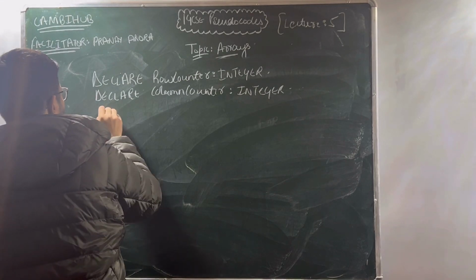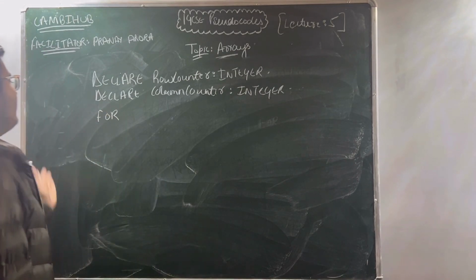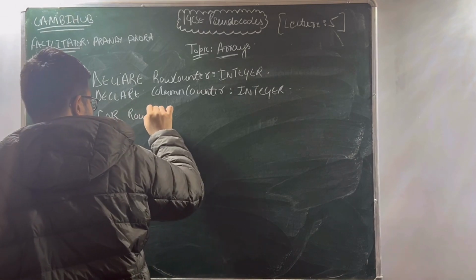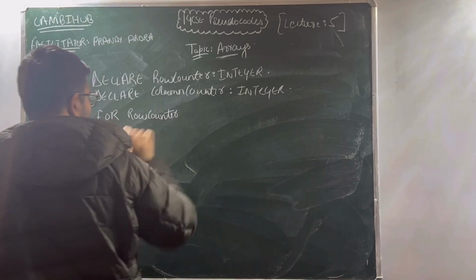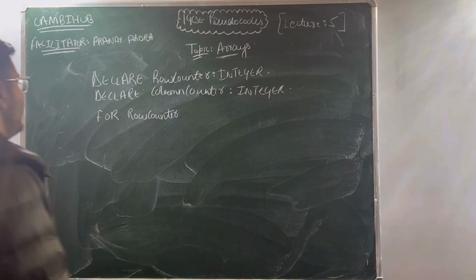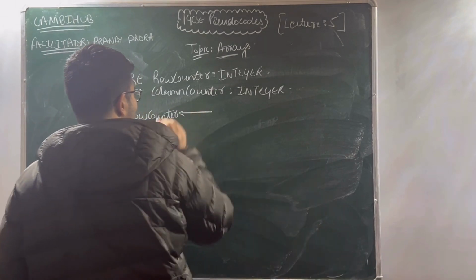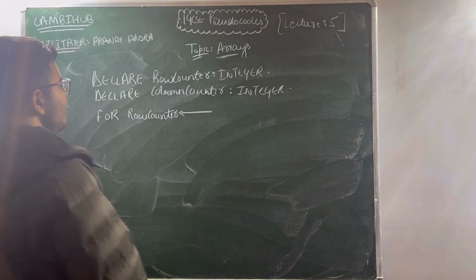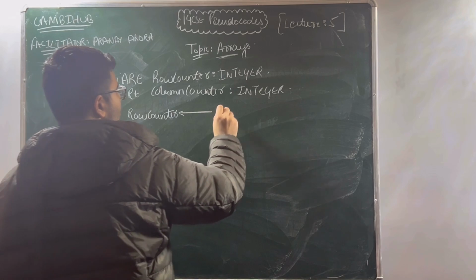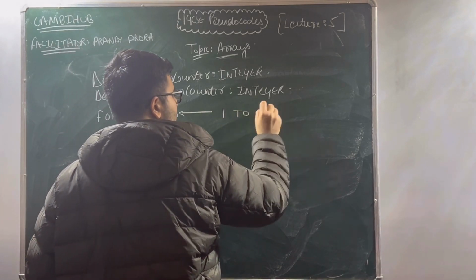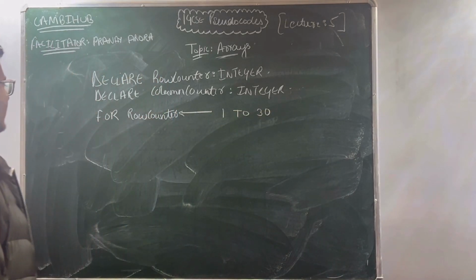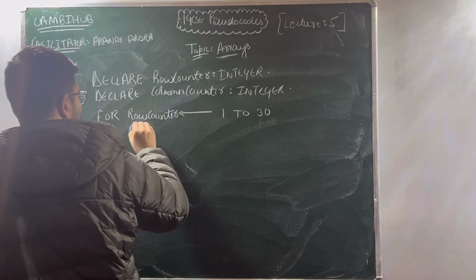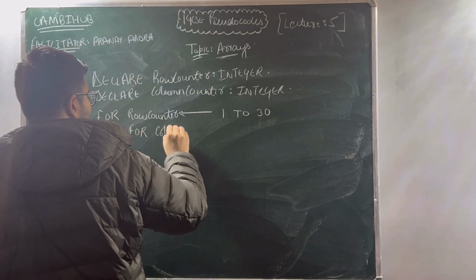I'll say for row counter. For row counter, how many times does the row counter need to run? Remember, row corresponds to the number of students. How many students do we have? 30. So for row counter 1 to 30, right? Similarly, now we'll put the inner loop for column counter.